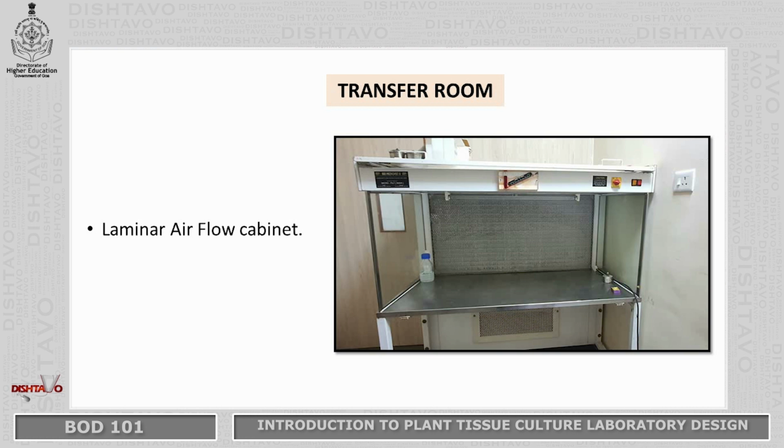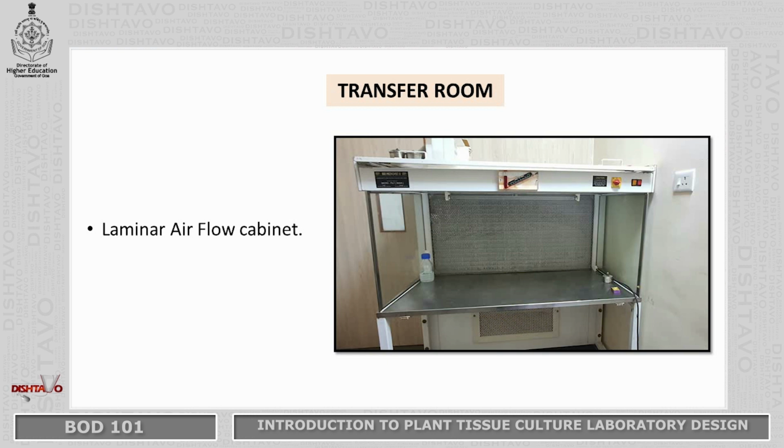One is a horizontal type and one is a vertical type. In the horizontal type, the HEPA filters are placed horizontally, whereas in the vertical type, the HEPA filters are placed vertically. This unit will also have a provision of UV light and a provision of normal tube light. It will have a working space which is made of stainless steel.